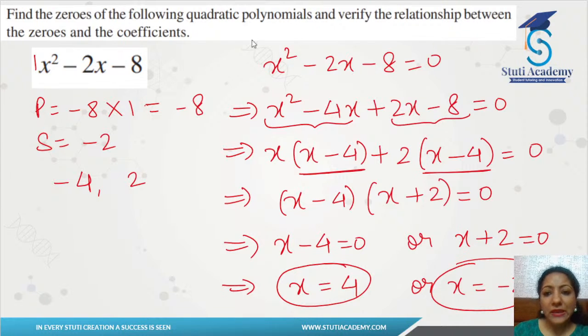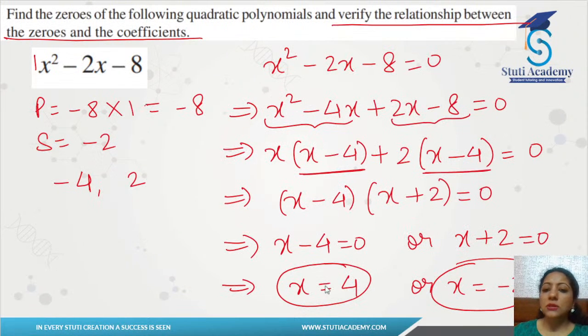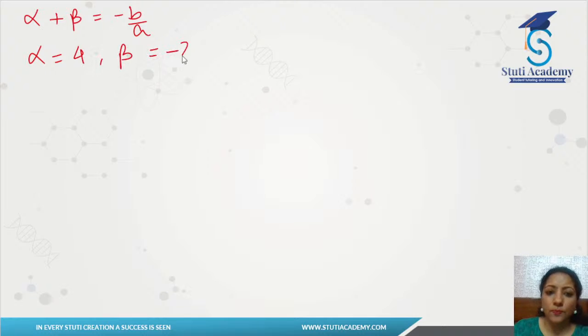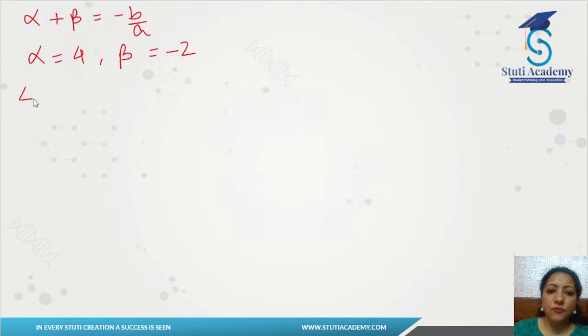Now, we are going to verify the relationship between the zeros and the coefficients. The relationship means that I'm talking about this: alpha plus beta equal to minus b by a. We have to check whether alpha plus beta, that means the sum of the zeros, is coming out to be minus b by a. So let's see. We know that the zeros are 4 and minus 2. So I have to check alpha plus beta is equal to minus b by a. Now alpha here is 4 and beta is minus 2. That is what we have solved for in the previous step. So alpha plus beta would be 4 plus minus 2, that is 2.